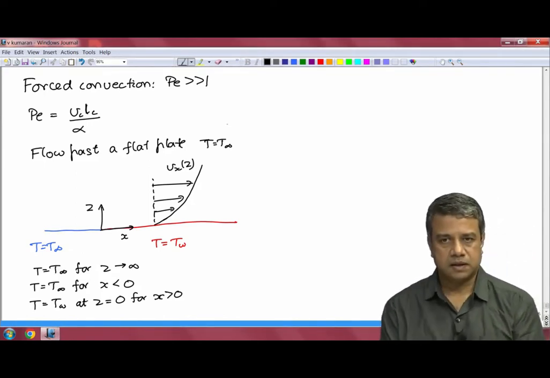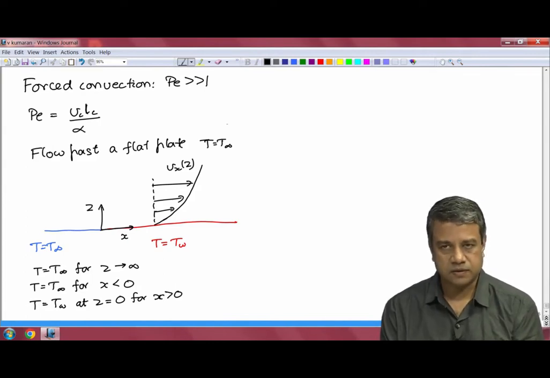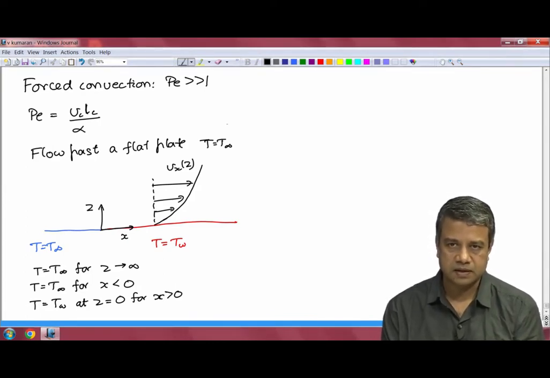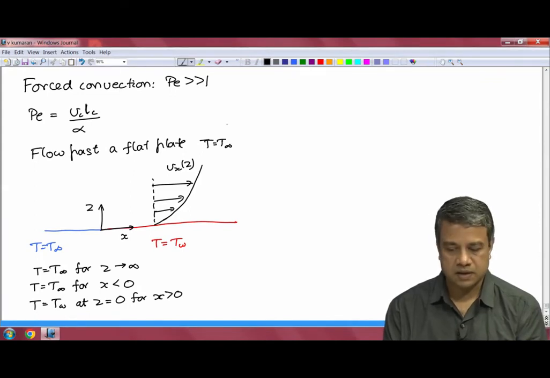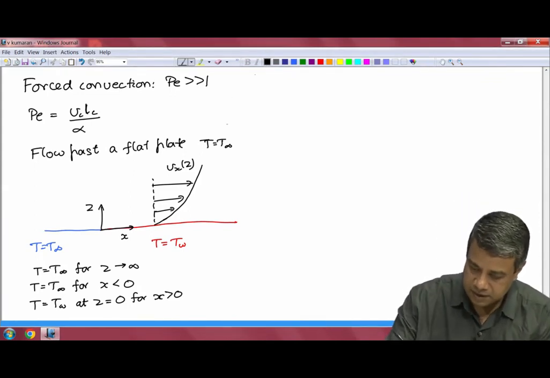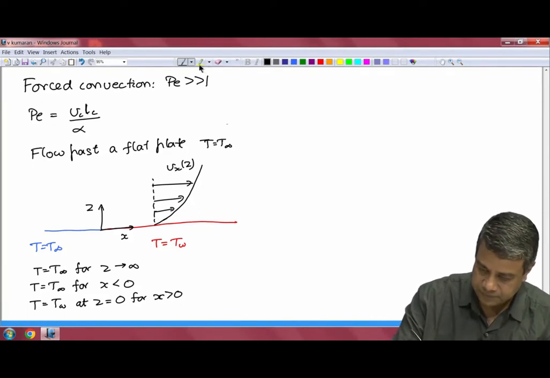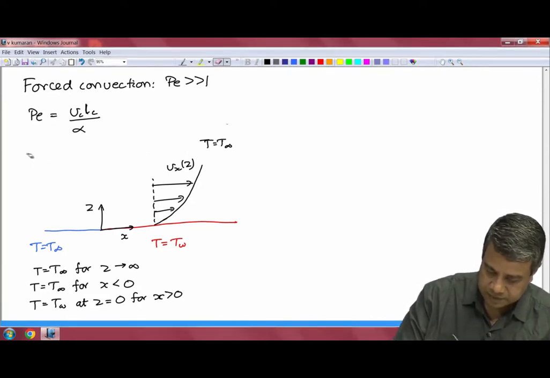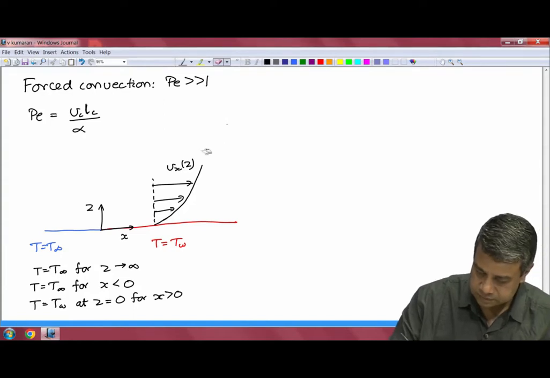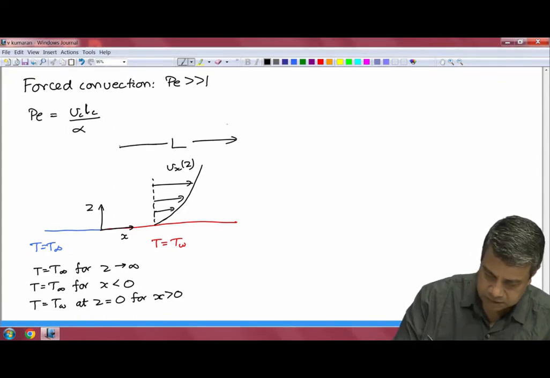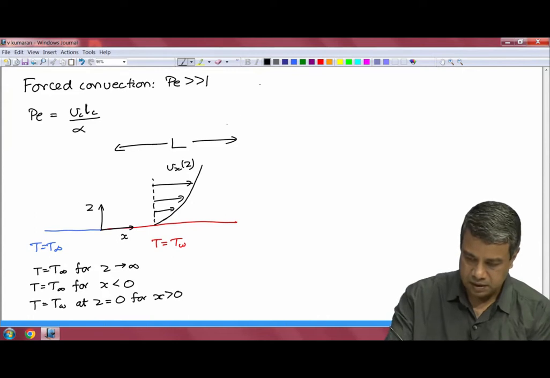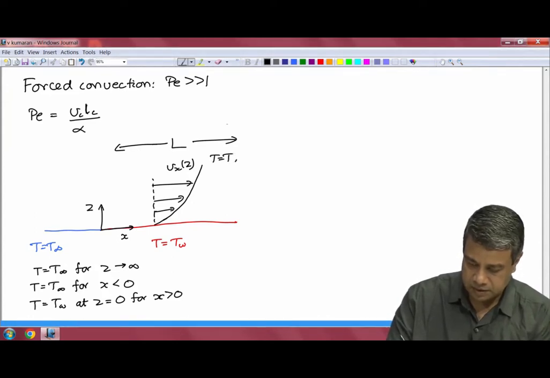So, there is one condition in the limit as z goes to infinity. I am assuming for the moment that this is an infinite medium. We will come back and examine this. And I want to know the correlation for the Nusselt number, assuming that the length of the flat plate is L. And T is equal to T infinity far away.